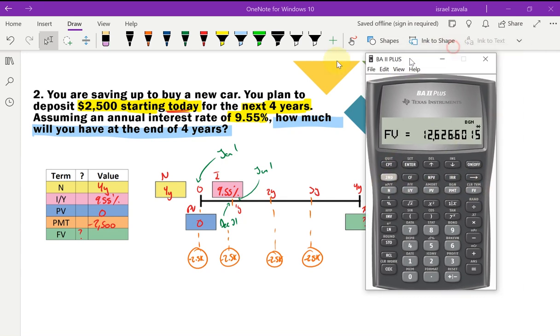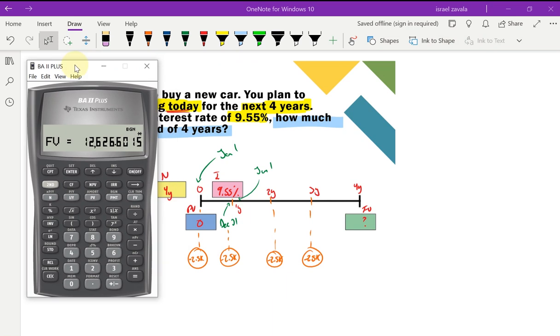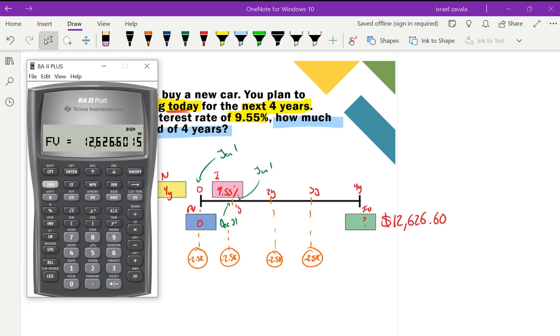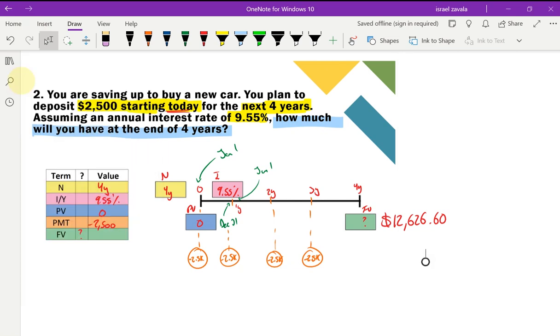We would have 12,626 and 60 cents. So 12,626 and 60 cents. Did I get that right? Yep. Okay. That's what this stream, right, 4 payments of 2,500 would have grown to, invested over 4 years at 9.55%.